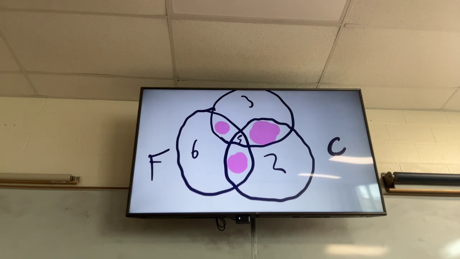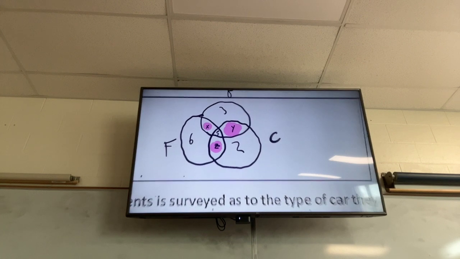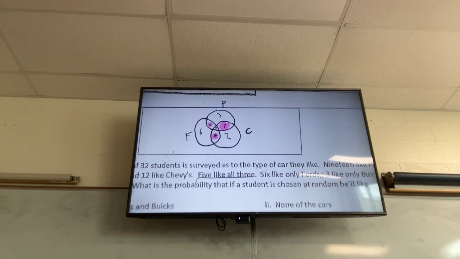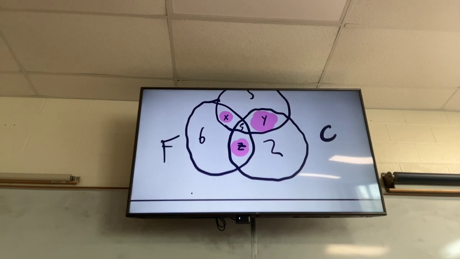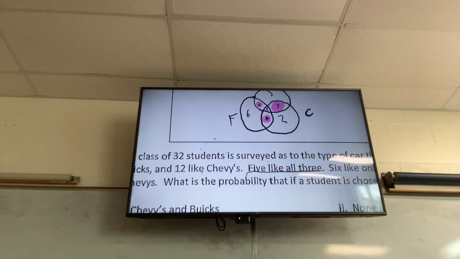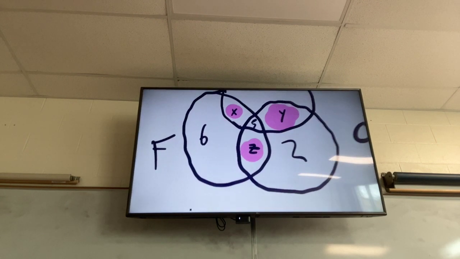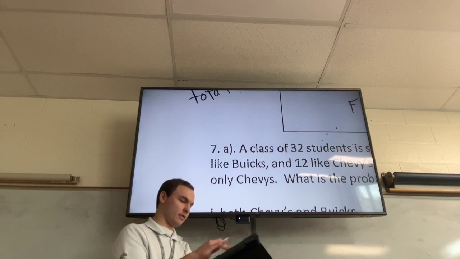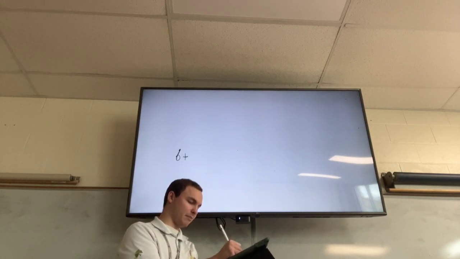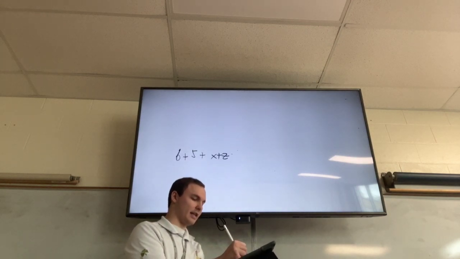Let's call these X, Y, and Z so it's easier for you to distinguish. We've got to fill this out. I'm looking at the Ford circle here. 6 plus 5 plus X plus Z has to equal what? 19.